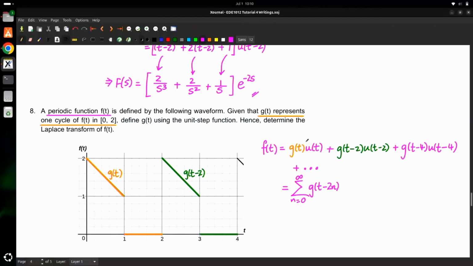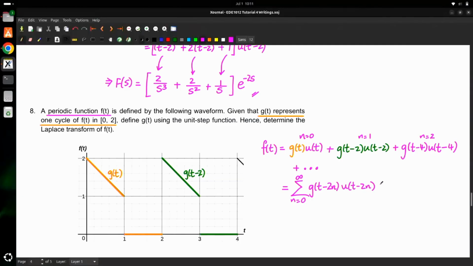So at n equals to 0, you get this. N equals to 1, get the second term. N equals to 2, get the third term, and so on and so forth. So maybe I write, this one is n equals to 0, then this one is n equals to 1, and so on and so forth. So therefore, times unit step t minus 2n.